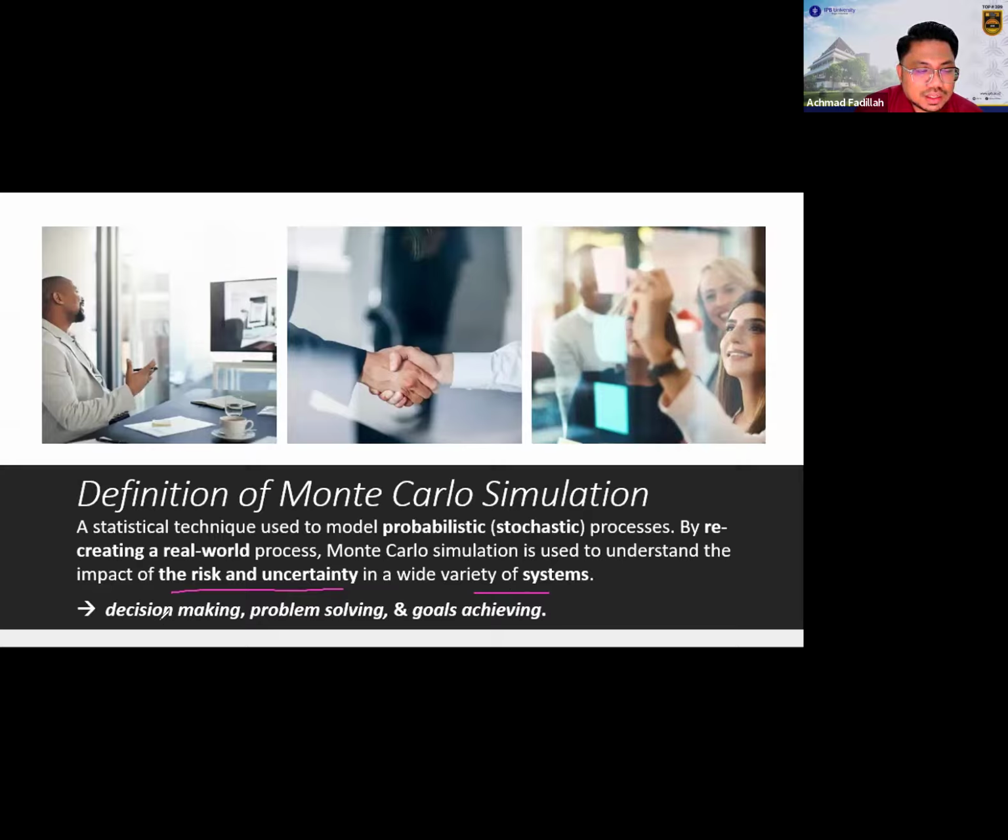You need to understand problem solving first. If we reorder this: problem solving first, and then you state the goals, and then you make a decision. That's the process. And in this Monte Carlo simulation, you can learn about this terminology. Okay, next, about the history.